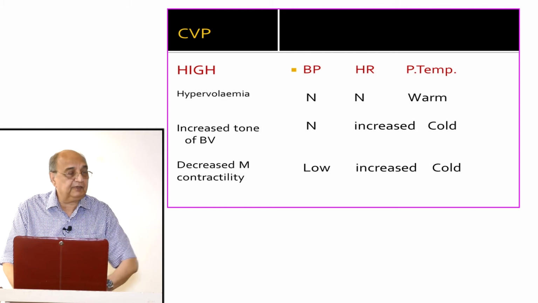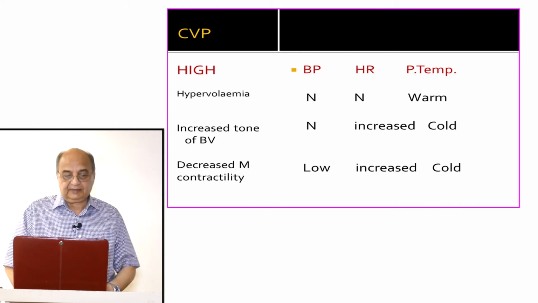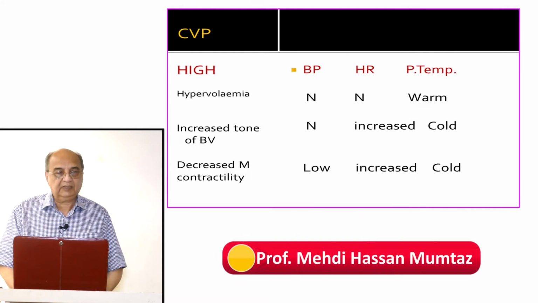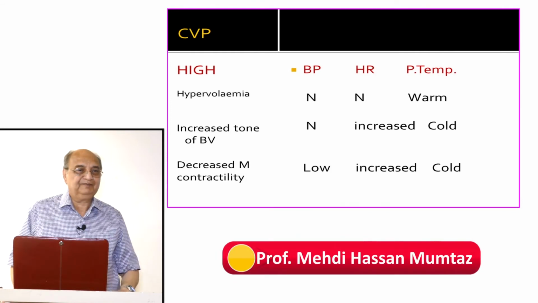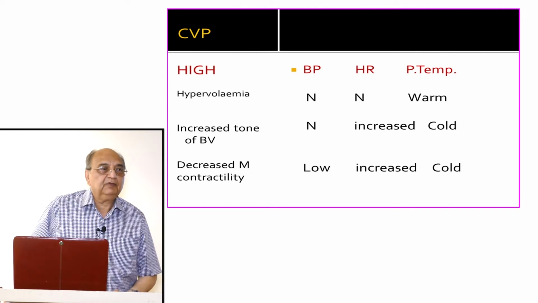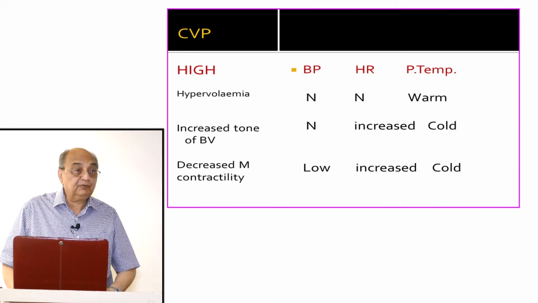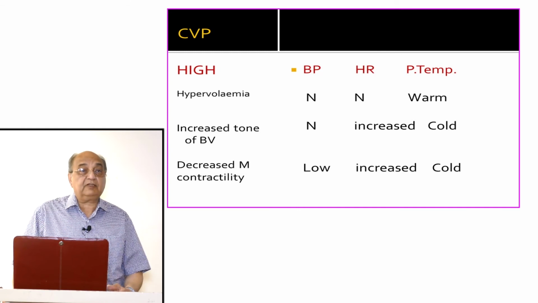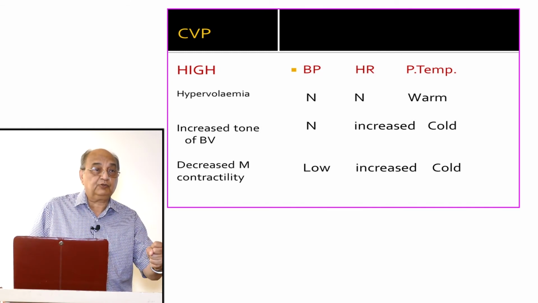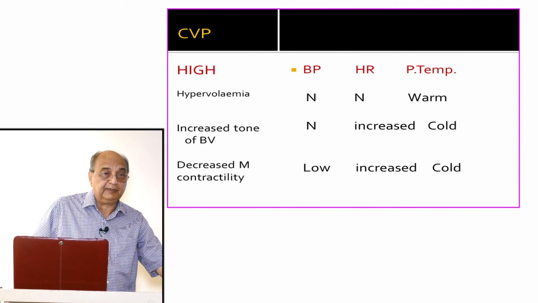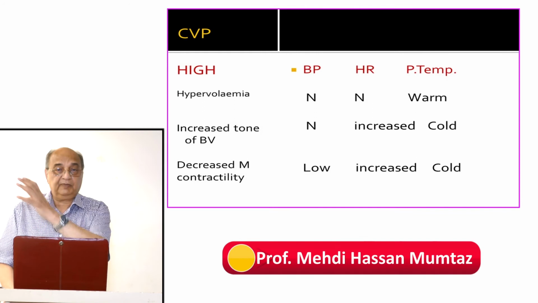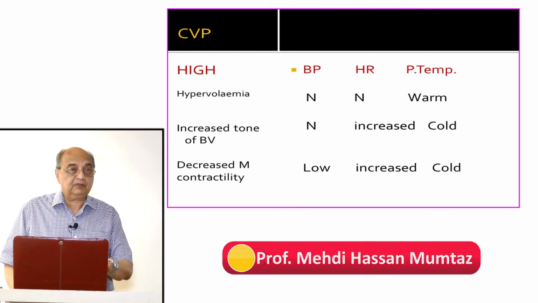So you can drop the central venous pressure. The third possibility is decreased myocardial contractility. Blood pressure will be low, heart rate will be increased, periphery will be cold. It means the heart is not able to put the preload into the vessels. So it means you have to stop the fluid which you are giving, and at the same time strengthen the myocardium. You give inotropic agent, dobutamine, or such drugs, which will strengthen the myocardium. So you will see immediately the central venous pressure is coming down, blood pressure is increasing, and periphery is warming. So this is how we interpret.